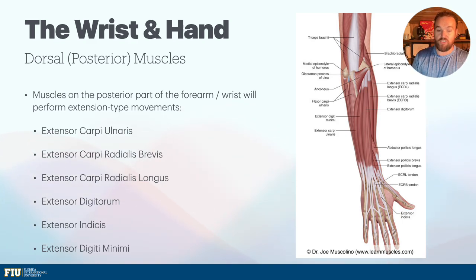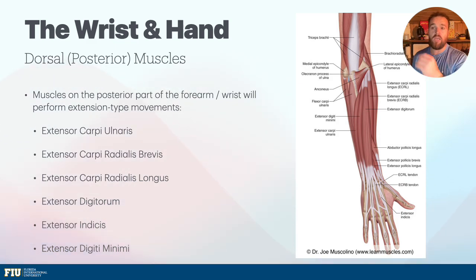We have the extensor digitorum as well. Now the extensor digitorum in this case actually does move into the thumb. You notice that there is no extensor hallucis, at least in this particular slide. That's a much smaller muscle we'll talk about in a little bit. But here we have the extensor digitorum, but then we also have the extensor indicis and the extensor digiti minimi.